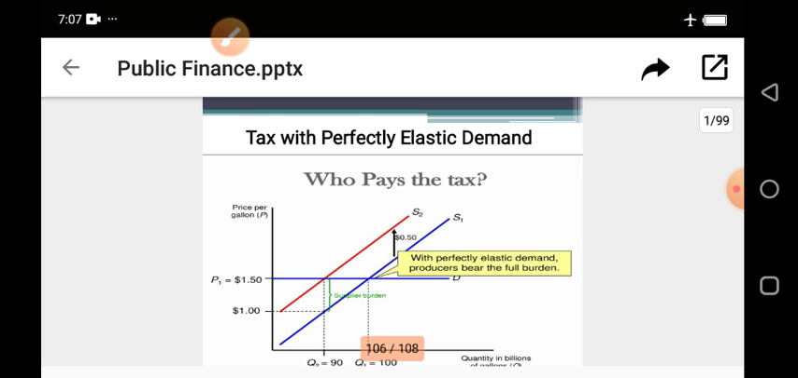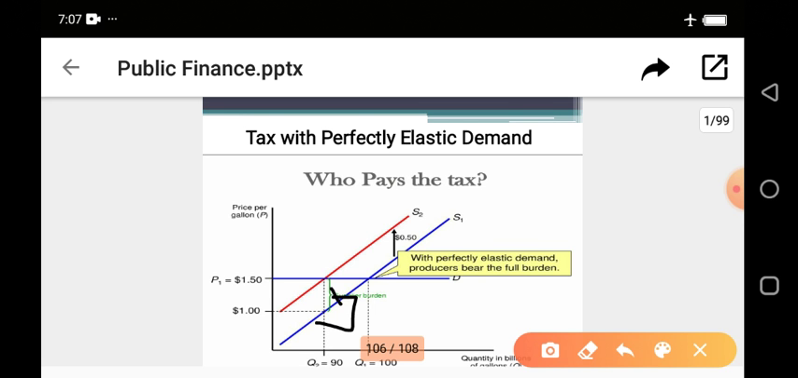So in this case, if the commodity in question is perfectly elastic, it is the producer that bears the burden completely. He can't transfer the burden to the consumer. I'll say that again. He can't transfer the burden to the consumer. It is the producer that bears the burden fully, because any attempt to increase the price of such commodity, the consumers will not buy that commodity again. So as you can see, it is the producer that bears the burden of such tax.